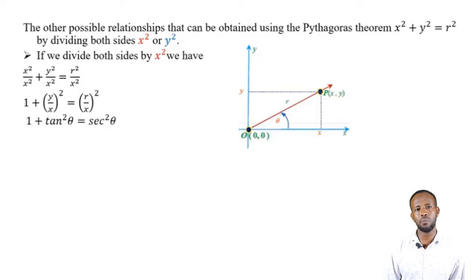So this is possible. So take care. If you say tan theta square without brackets, you didn't square tan, you squared only the angle.